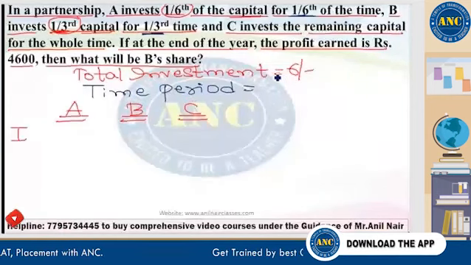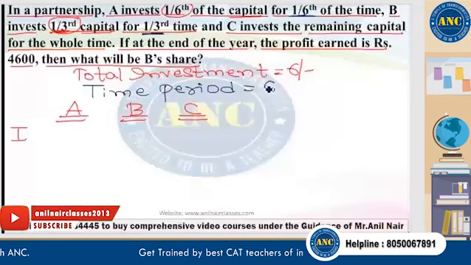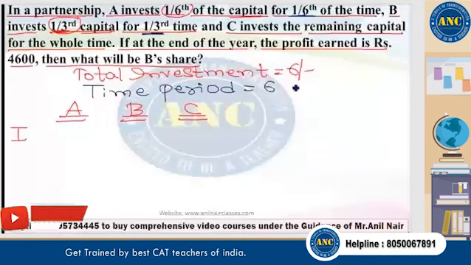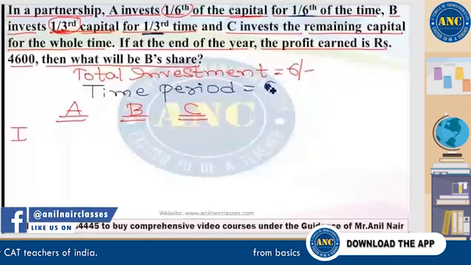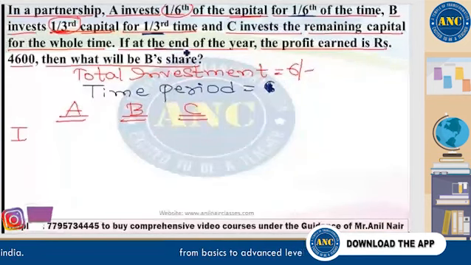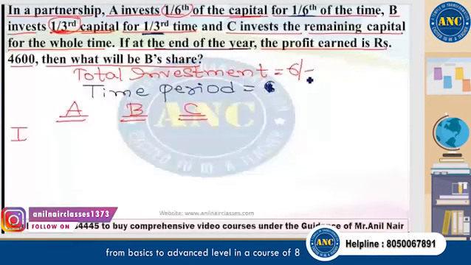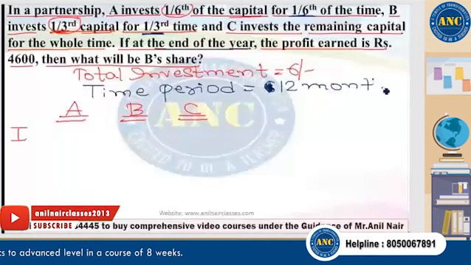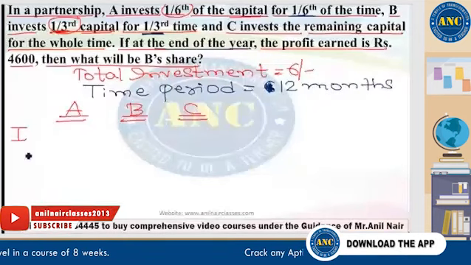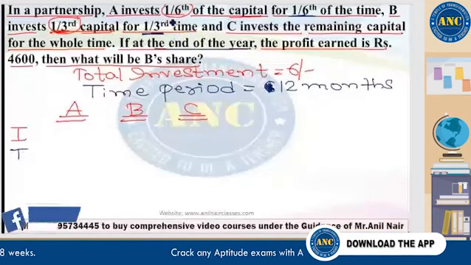If I take 6 and 3, the LCM is 6. So the time period also I will assume as 6 years or 6 months, whatever. But because the question is given in years, as if at the end of the year, I will take the time period as 12 months itself. Anyway, 12 will also be a good number to work out. Now, investment.